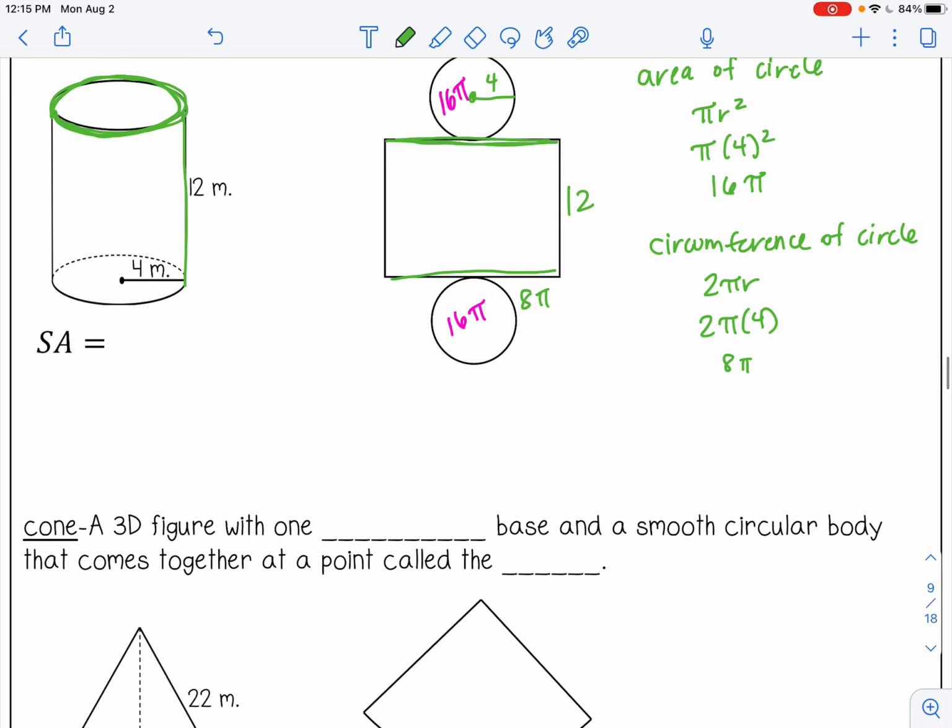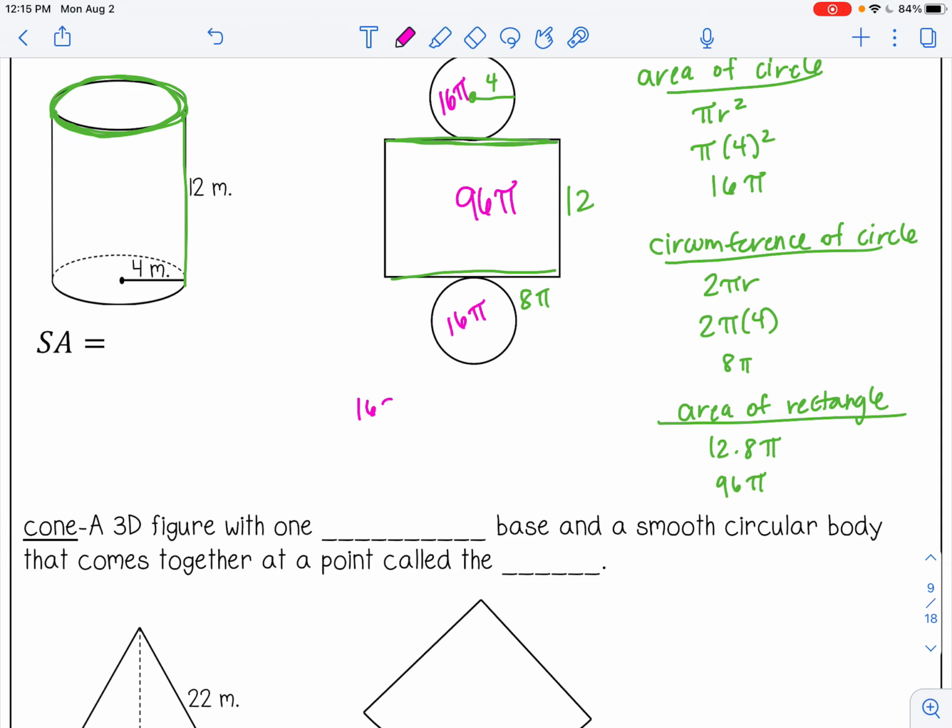And then this is a rectangle, so area of a rectangle is length times width, or 12 times 8 pi, which would be 96 pi. So the area of this rectangle is 96 pi. So we're going to add all those up, 16 pi plus 16 pi. I'm just leaving it in pi form to make it easier right now because they're all in pi form, so I might as well just add the numbers, and then 16 plus 96, that's 128 pi.